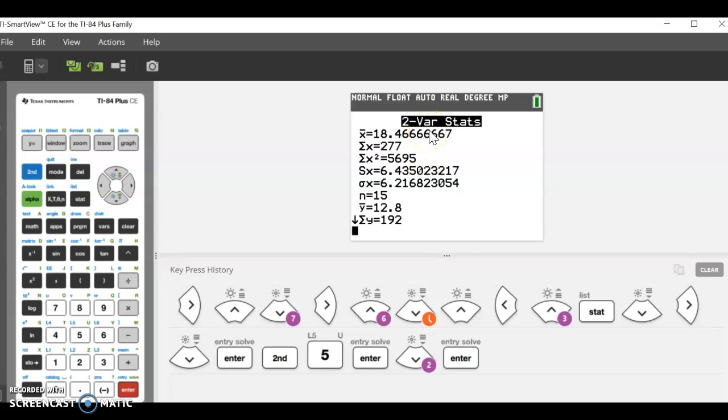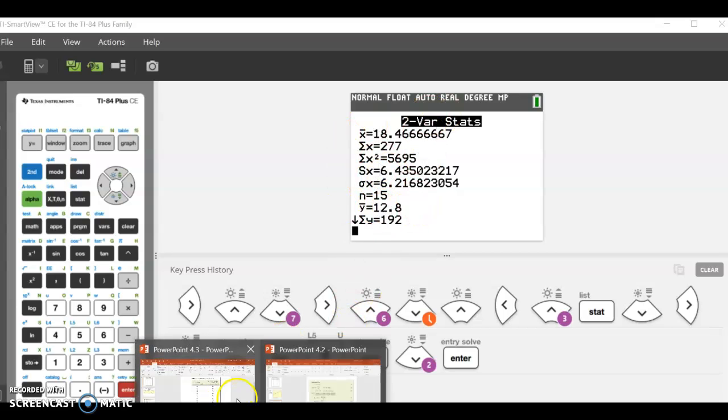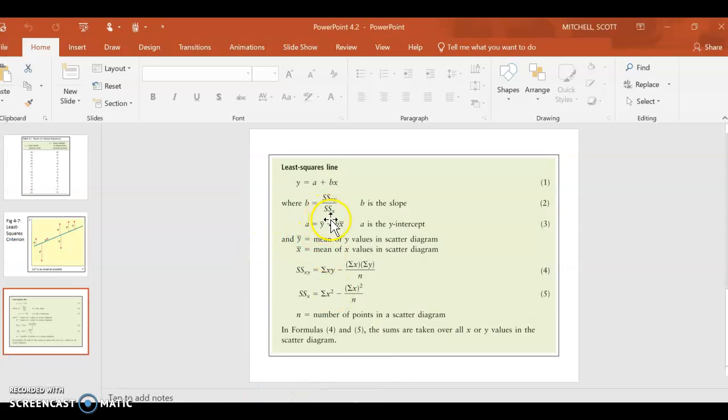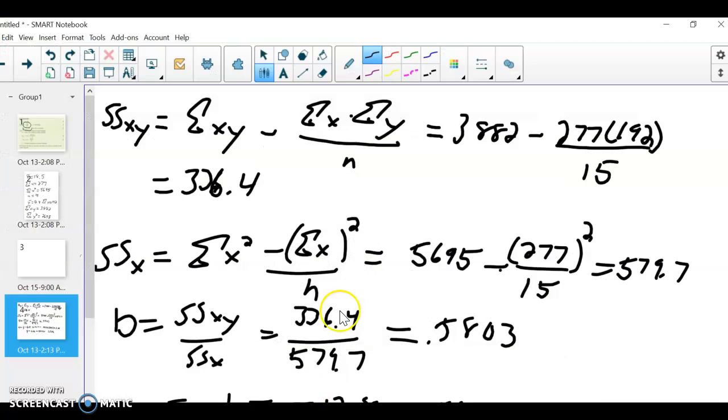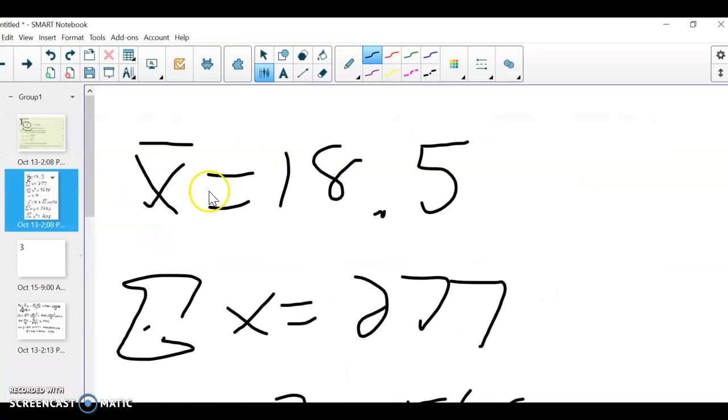So there's a lot of information here, and looking at my formula sheet tells me what I need to find out of all this stuff. So when I look back here at my formula sheet, to find SSXY, I need the sum of XY, the sum of X, the sum of Y, and N. So I got to go record those things. Also, I need SSX, so that's the sum of the x squareds, and then I need the sum of the x's and square that. And then to find the y-intercept, I need y bar and x bar. So I've recorded all those things that I need here already.